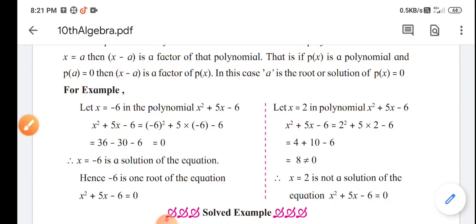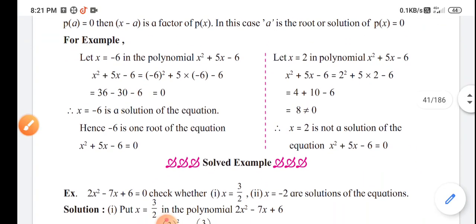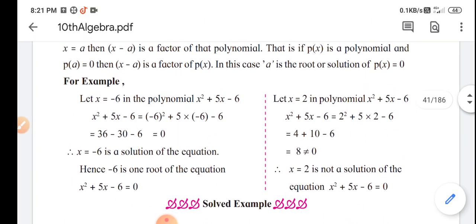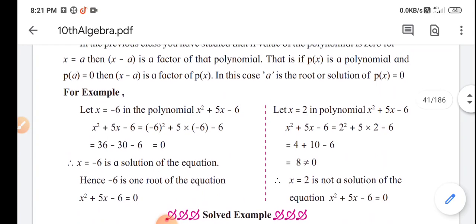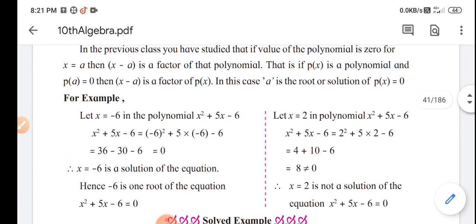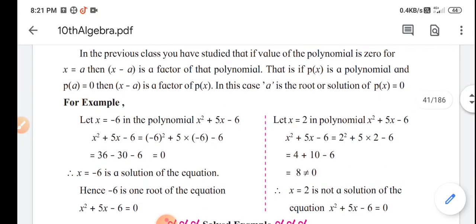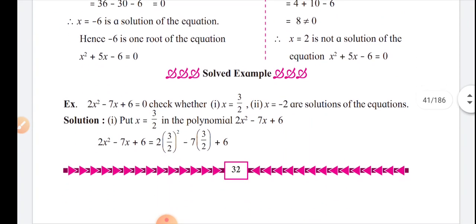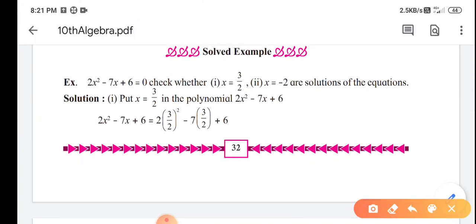Roots or solutions of a quadratic equation mean what? If we put that value at the place of the variable and both the sides are equal, or both the sides are 0, then and only then can we say that the given value of that variable is a solution of the given quadratic equation. Okay, one example is given here. Concentrate here: 2x square minus 7x plus 6 is equal to 0. Check whether x is equal to 3 by 2 and, second, x is equal to minus 2 are solutions of the equation or not.